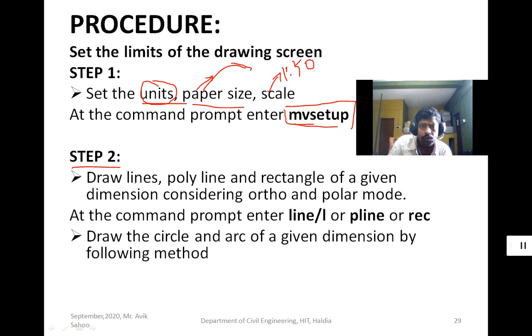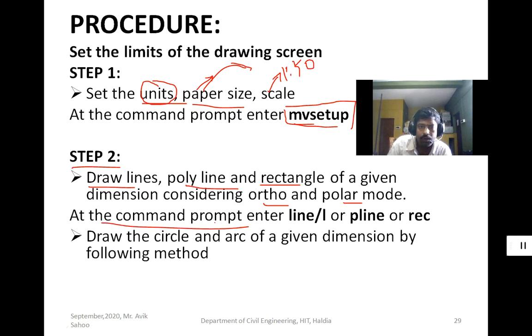In step 2, draw lines. Either draw single lines or polylines, or a rectangle of a given dimension, considering ortho or polar mode. By enabling or disabling the ortho and polar mode, you draw the lines, polylines and rectangles of a given dimension.